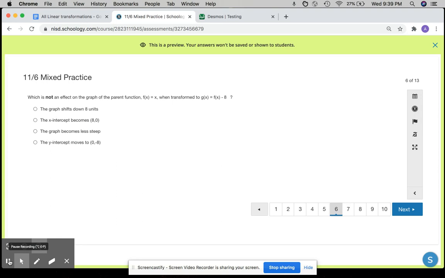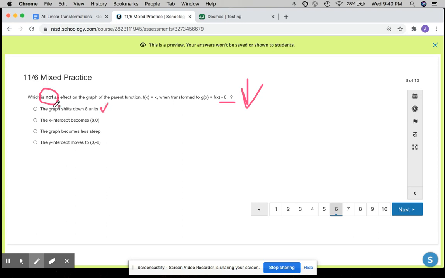Which is not an effect on the graph of the parent function f of x when transformed to g of x equals f of x minus 8? So we're trying to find something that's not an effect. So when I look at f of x minus 8, I need to recognize it's on the outside, so it's moving my graph down. So the graph shifts down 8 units.